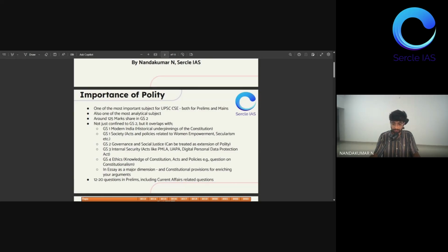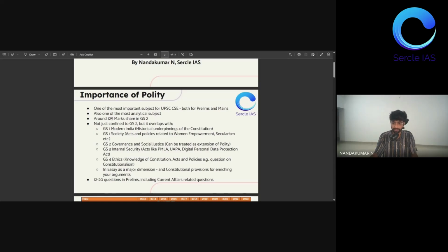This last point, there is no need to explain it. We know for prelims exam, polity is the area where most of the questions come from. On an average, there are 15 questions from polity. Sometimes it is 12, very rarely, but most of the time it is 15 plus, including current affairs related questions. So this is the importance of polity. That is why Sarai Circle Mentorship Program is starting with this subject, a basic approach to Indian polity. I hope this is clear.